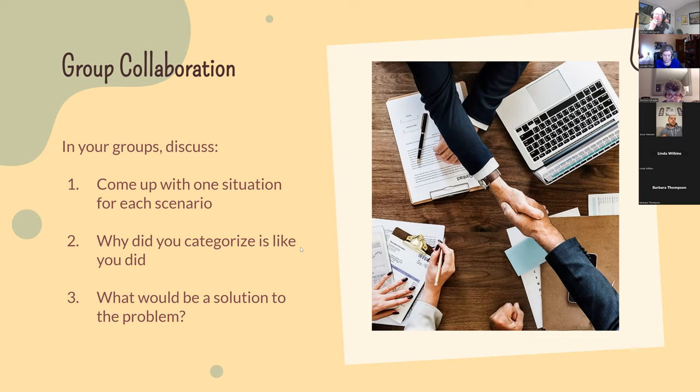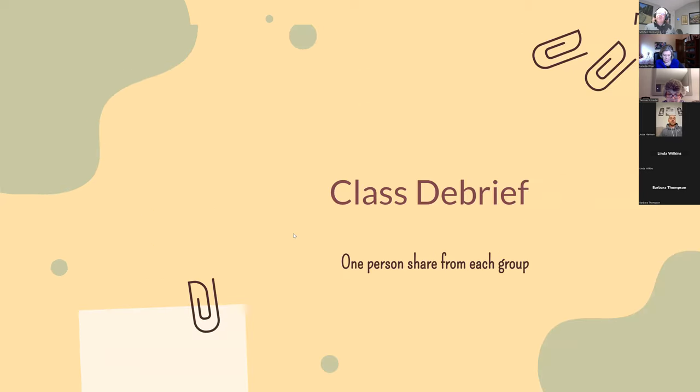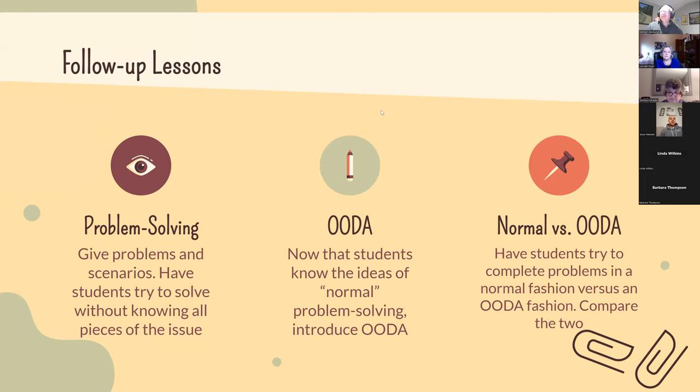And then I would bring them back together in the next slide just for a class debrief. Mm-hmm. And then have one person share from each group what they thought. And I didn't put this in there, but I really like how we designated that one person to be the manager. I think that's a really good strategy. Wasn't that a great idea? Yeah, I think that's a great strategy. And then the last slide I just kind of made for myself and others. So these would be some follow-up lessons or different activities that could be done afterwards.